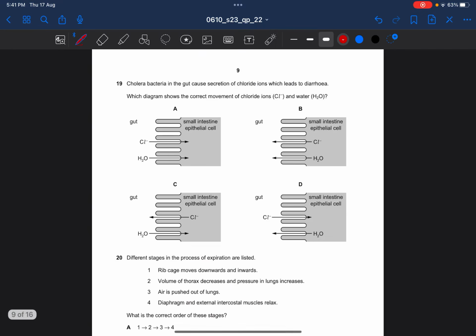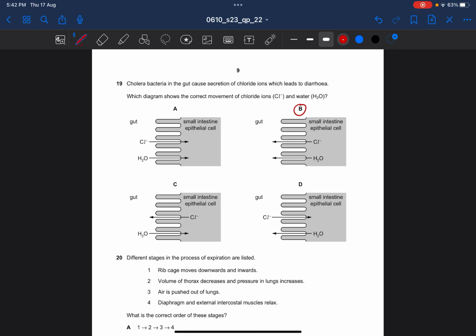Okay, question 19. Cholera bacteria in the gut causes secretion of chloride ions which leads to diarrhea. Which diagram shows the correct movement of chloride ions and water? Okay, this question, I'm quite disappointed in myself because I think I picked C for this answer. But now I know why it's B.